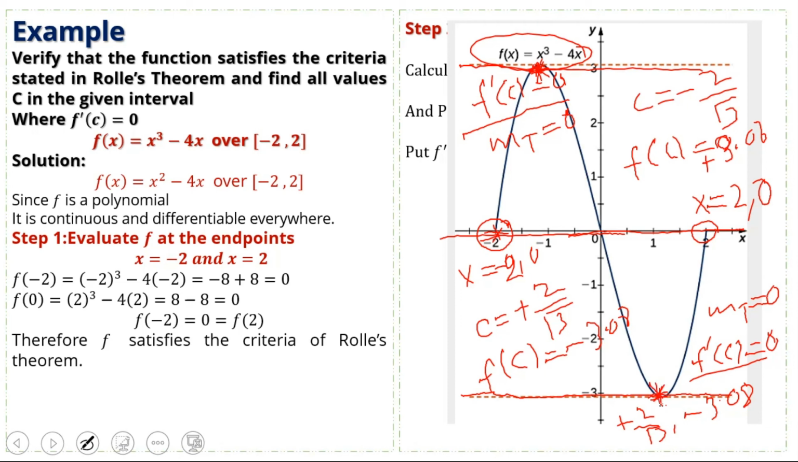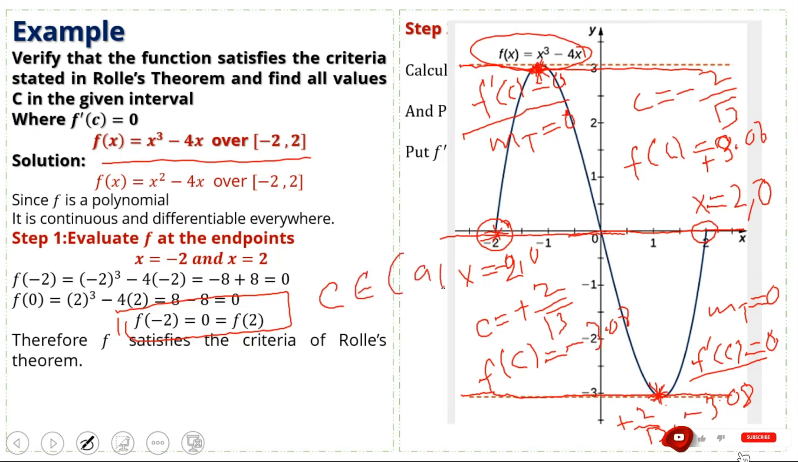So this is Rolle's theorem and an example related to it. When the given function is continuous over the closed interval and differentiable over the open interval, and the value of the function at the endpoints of the interval is the same, it means there exists an interior point c that belongs to the open interval at which the derivative of this function is equal to 0.